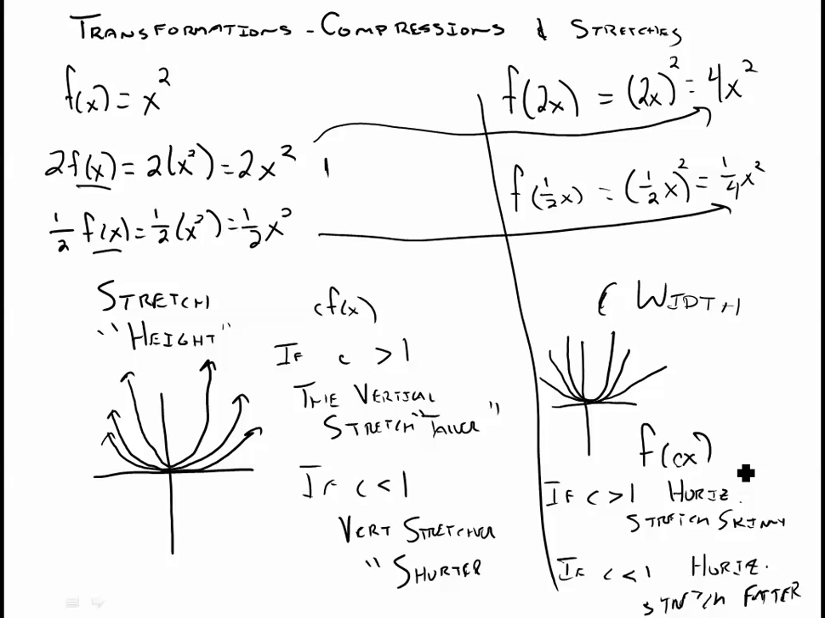It looks the same, but what's being changed is really what's different about it. Inputs are being changed, outputs are being changed. When inputs are changed, it's a horizontal change, and when outputs are being changed, it's a vertical change.